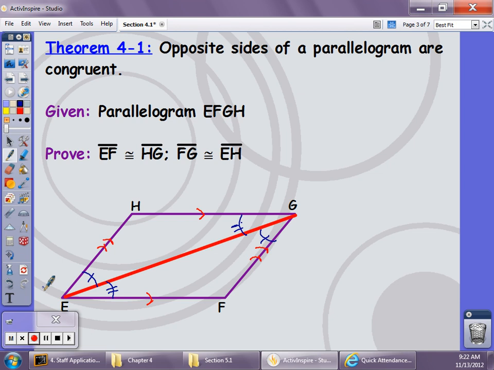We can also mark that EG is congruent to itself based on the reflexive property. If you look at the two triangles contained in parallelogram EFGH, we can prove those two triangles congruent based on angle side angle. And once we know the triangles are congruent, we can use CPCTC to prove that the opposite sides of the parallelogram are congruent. So we can now mark that HG is congruent to EF and that EH is congruent to GF.